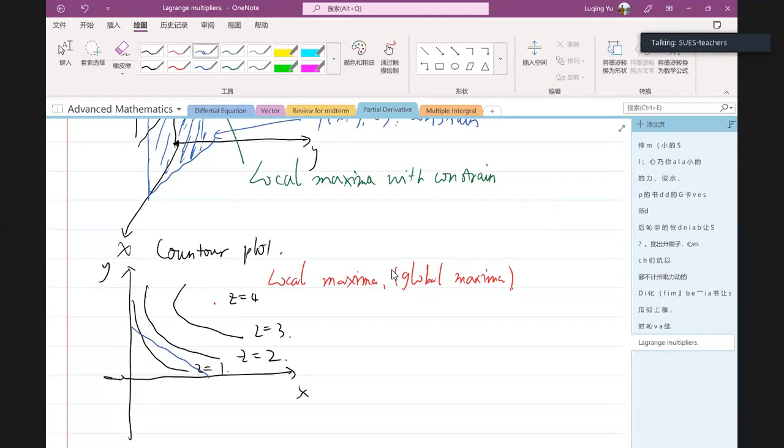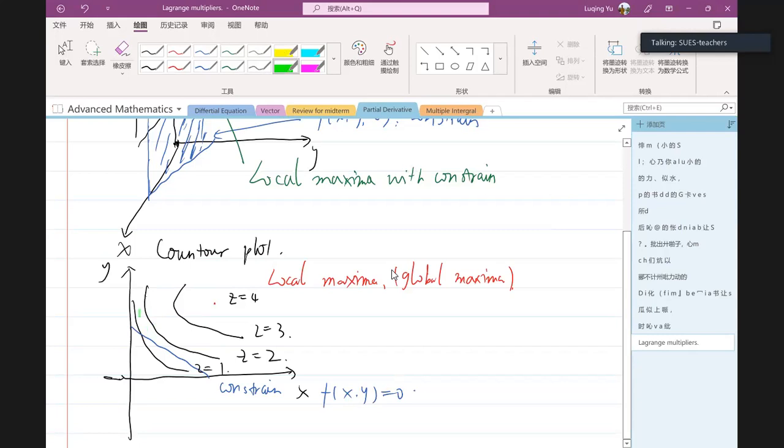And this is our constraint. So this is f(x,y) equals 0. So this is our constraint. Okay, so then what is the new constrained local maximum?